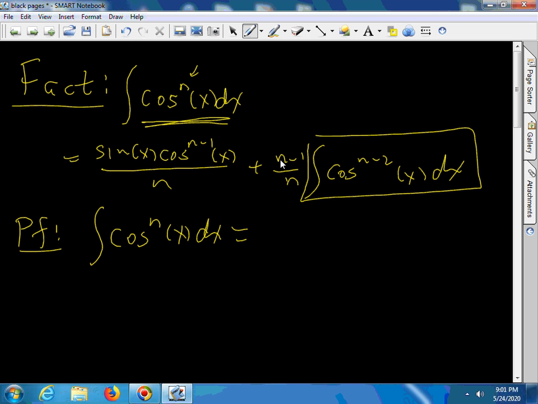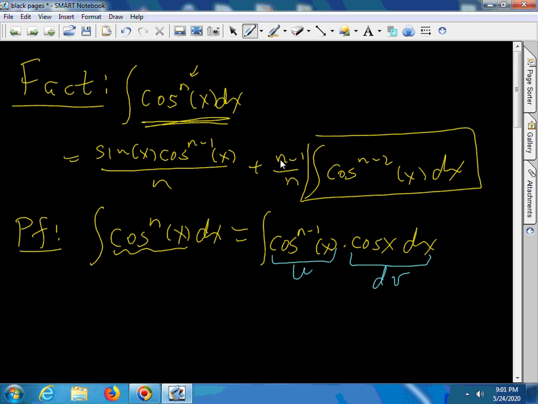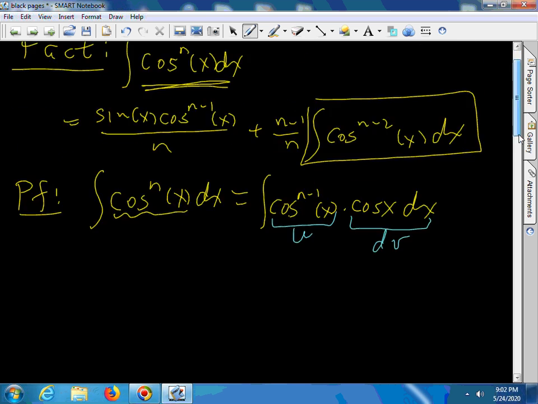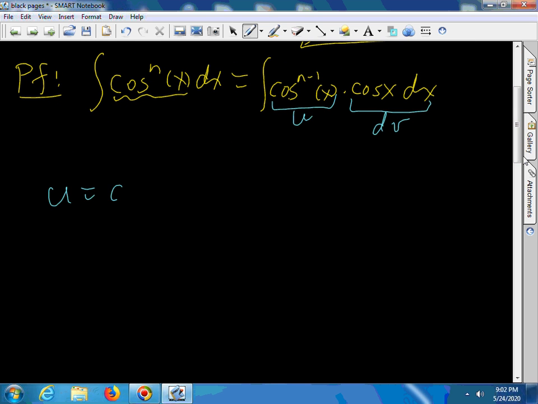So generally, you have to break up the integrand. What we're going to do is break off one factor of cosine x, but then we have to multiply by it. We are going to let this be u and the rest be dv, and we're going to use integration by parts. So u is equal to cosine to the n minus 1 of x.